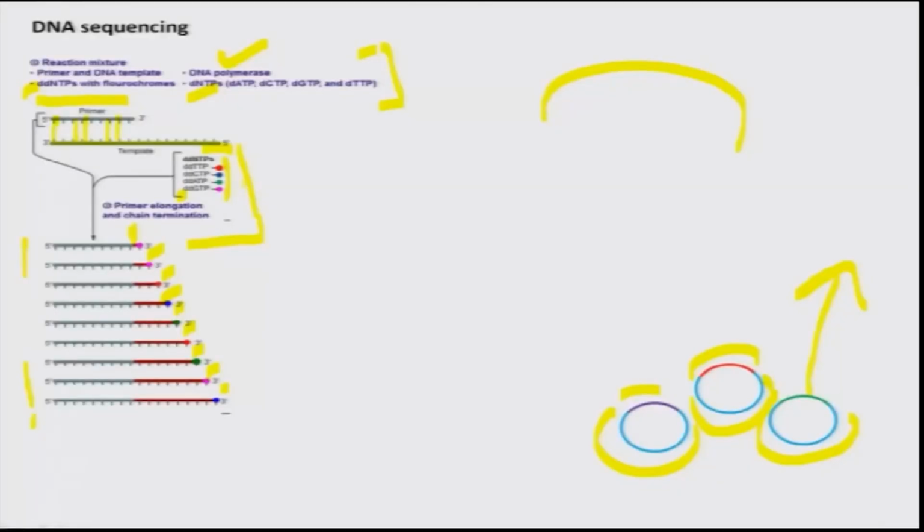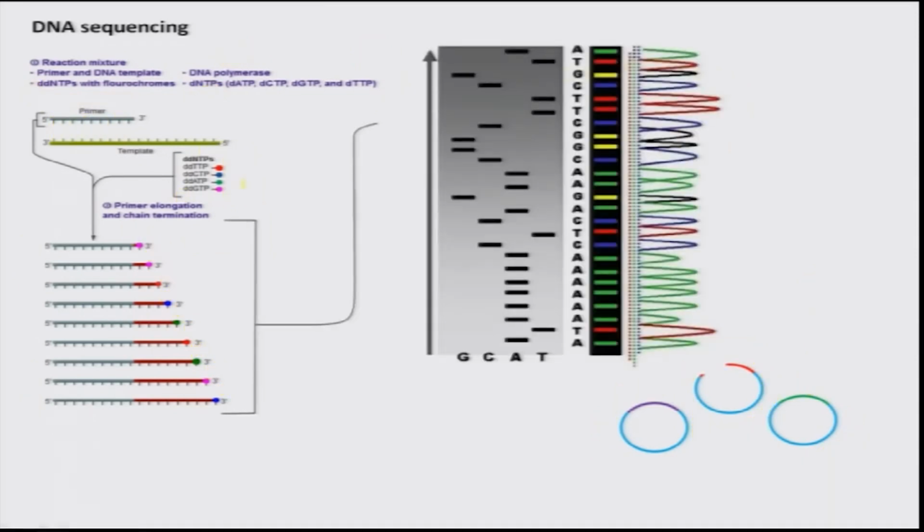So, by looking at the light, I will be able to call it as base A or base T or base C or base G. By looking at the fluorescence, I am able to call which base it is. So, what I do is I separate the DNA fragments based on their size. This is something that we will come back to a little later.